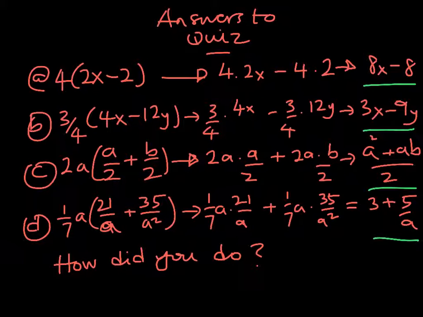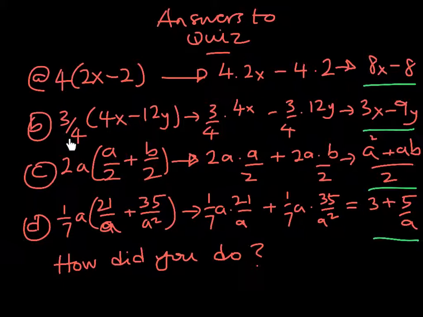Now let's check your answers. So here, the first one is 4 into 2x minus 2. So we distribute 4 to 2x and to negative 2. So 4 times 2x, and 4 times negative 2. So 4 times 2x is 8x, and 4 times negative 2 is what? Negative 8. So it's 8x minus 8.